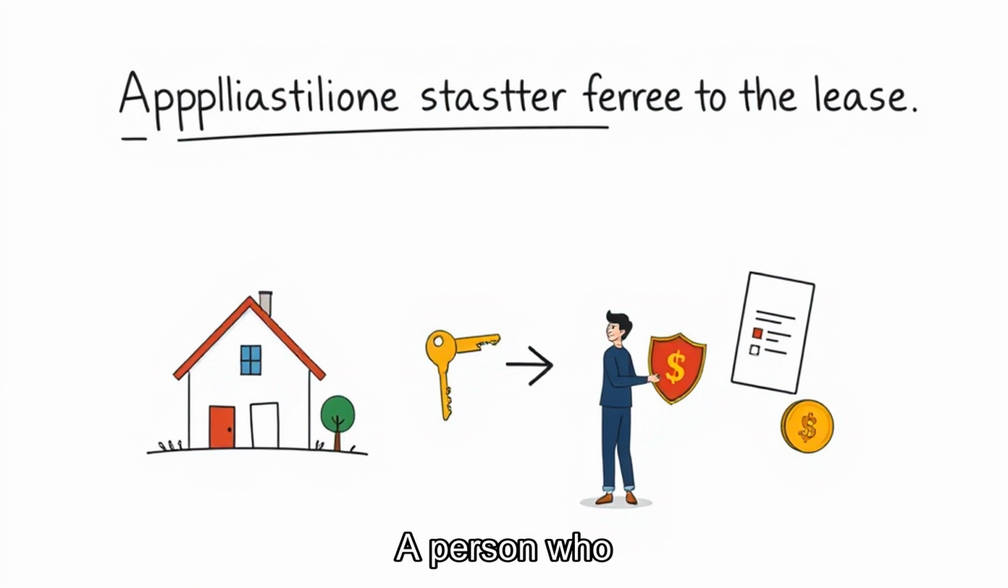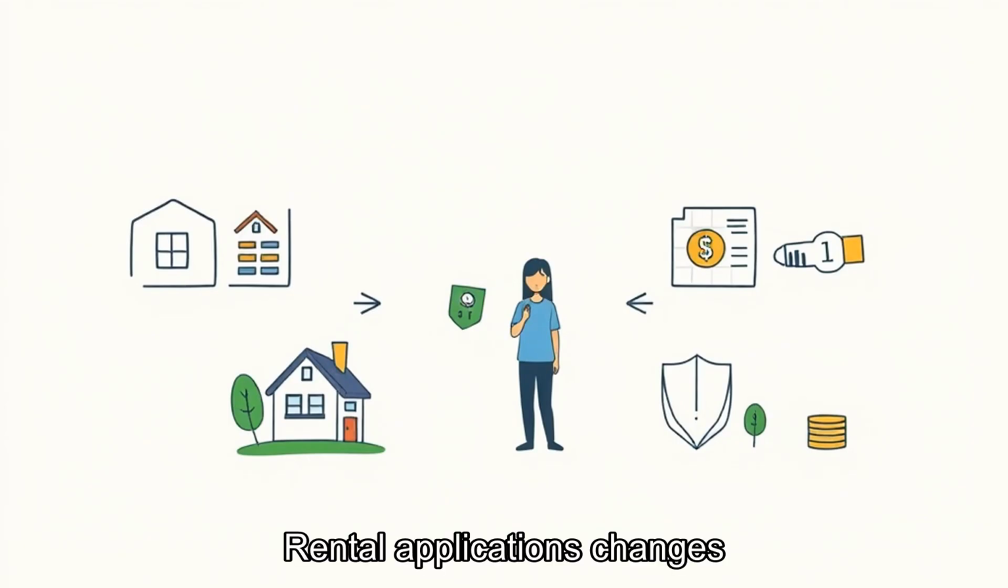A person who catches this early can respond before confusing application with lease can create false certainty becomes harder to reverse. Rental applications change the decision before anyone names it.